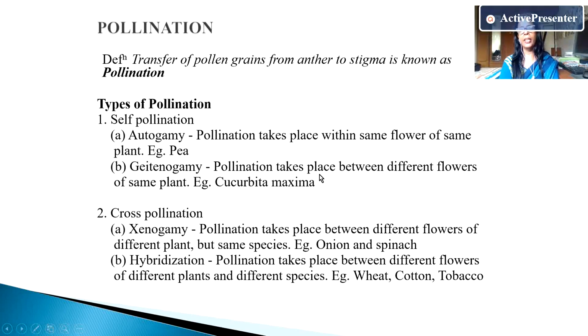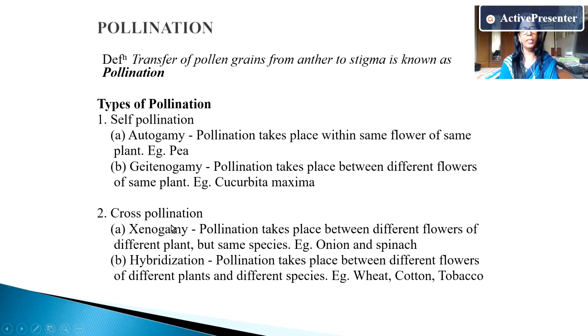Geitonogamy: pollination takes place between different flowers of the same plant. That is neighboring flowers; geiton means neighbor. Here, auto means self: same flower, same plant. Here, different flowers but the same plant. Example Cucurbita maxima. So the two types of self-pollination are autogamy and geitonogamy.